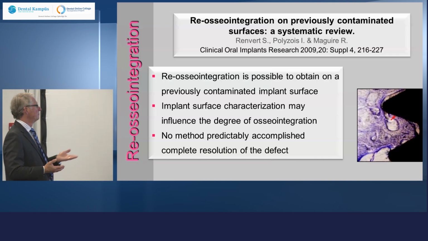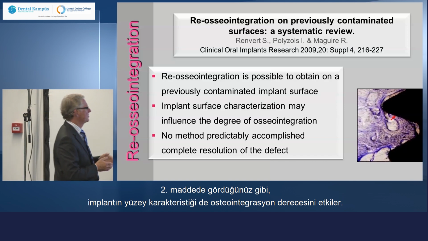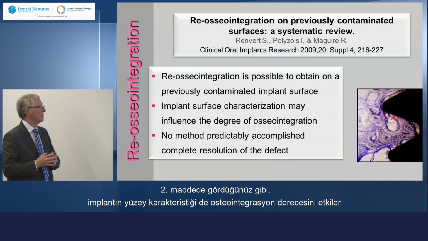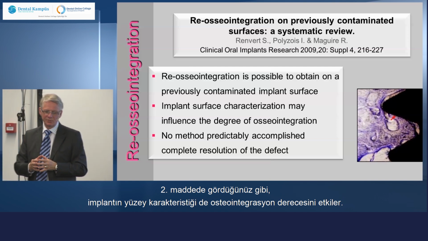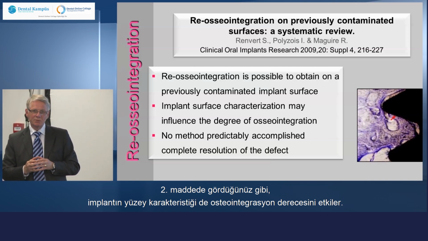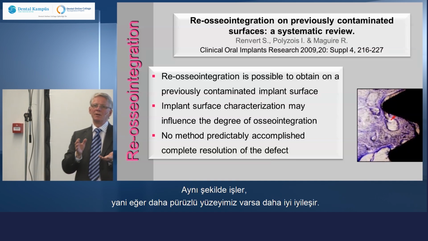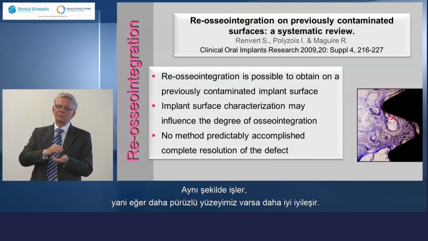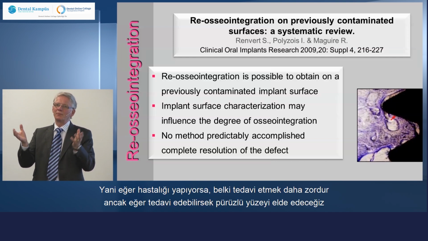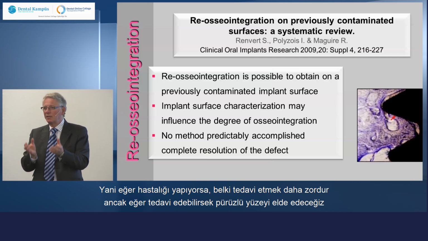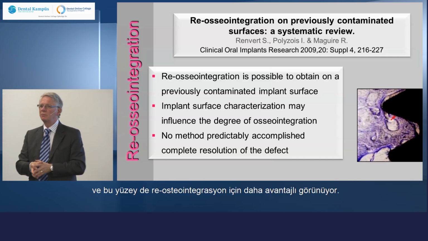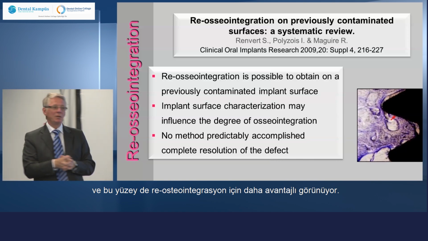This is no doubt. You see also the second bullet point, that implant surface characterization may influence the degree of osseointegration. And it works the same way. If we have a rougher implant, it will heal better. So even if during the disease it may be more difficult to treat, if we can treat it, we will get the rough surface, and the rough surface seems to be more advantageous to get reosseointegration.